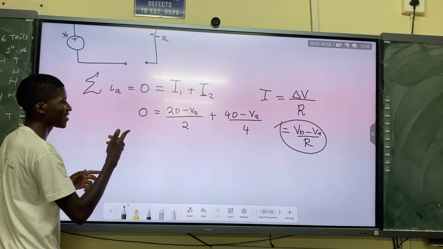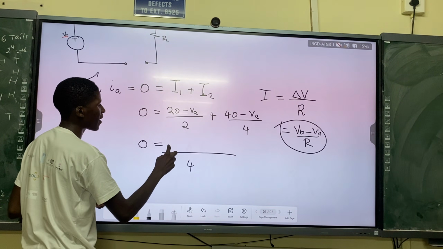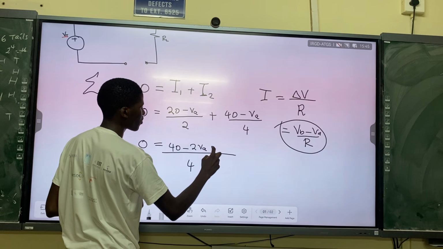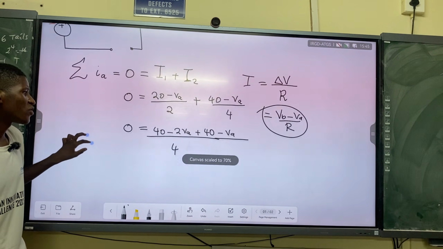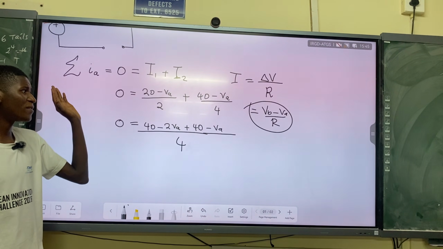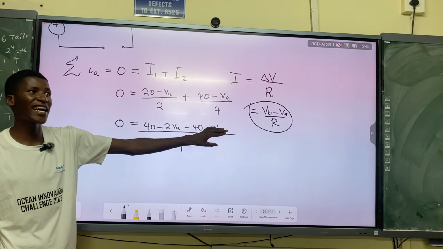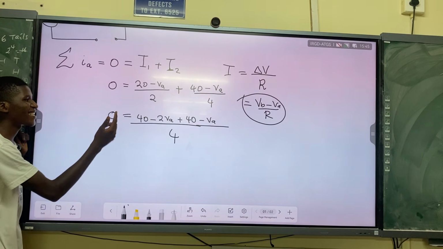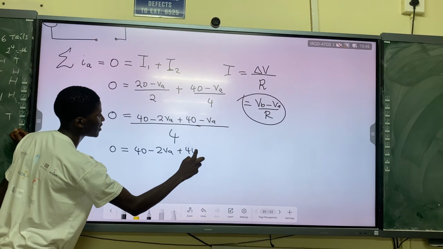In this case, let's just try to see how we can solve it. 0 would be equal to 40 minus 2VA over 2, and then this is going to be plus 40 minus VA over 4. Yeah, you just do your maths there. There will be your lowest common denominator, lowest common multiple. But basically, when you combine that, and cross multiply because of the equal sign, this is just going to be 0 equals 40 minus 2VA plus 40 minus VA.